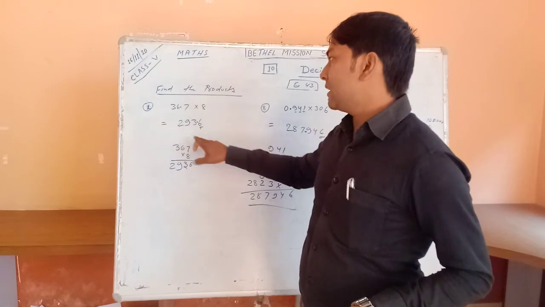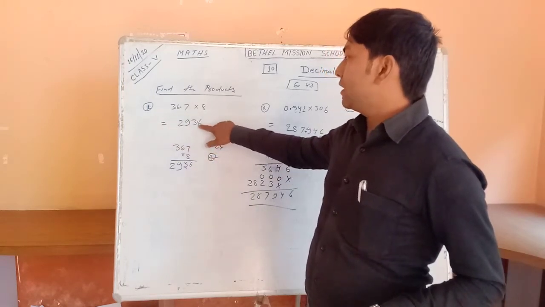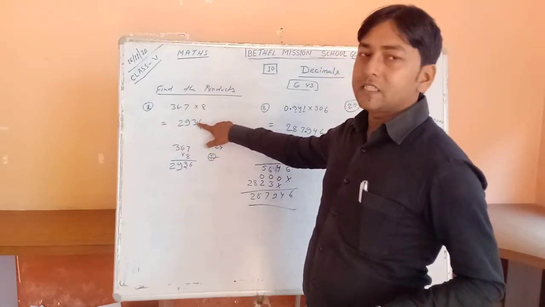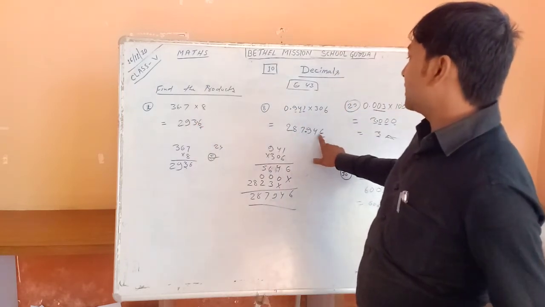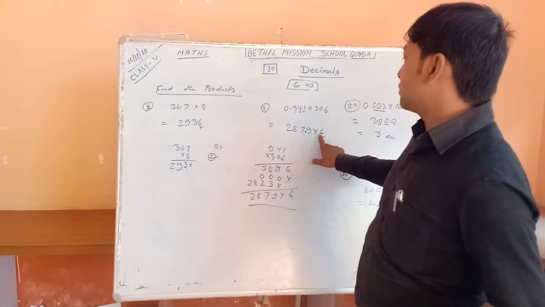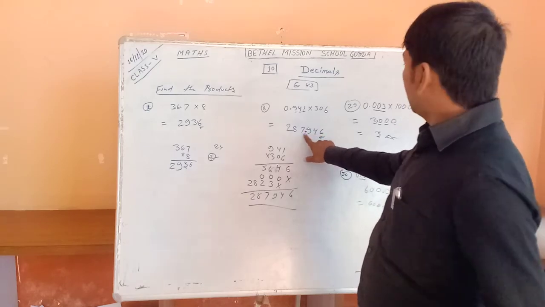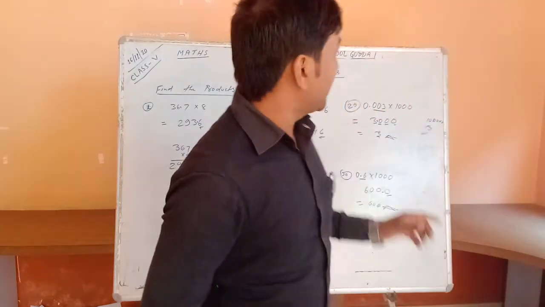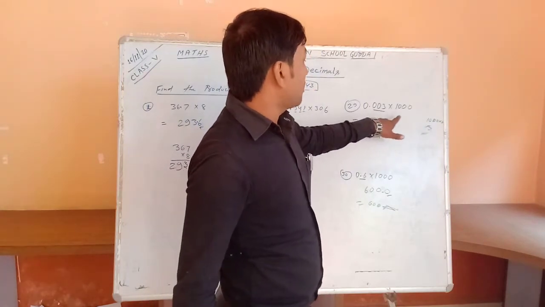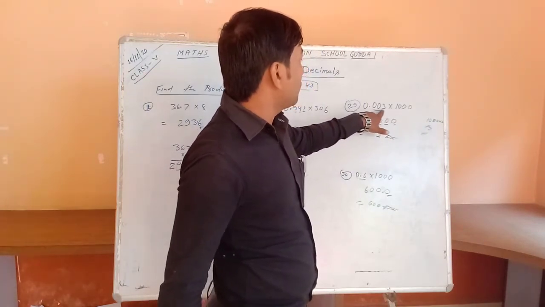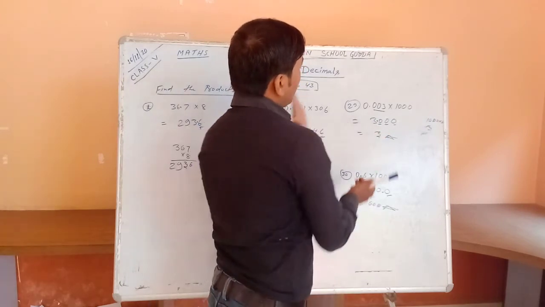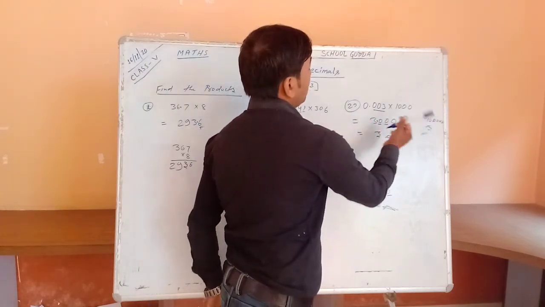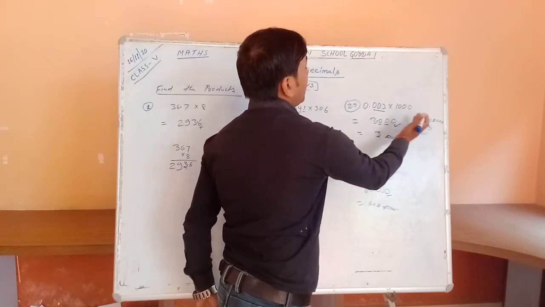1 decimal place. So we put decimal after 1 digit. Here 3 decimal places. So put decimal after 3 digits. 1 2 3. Here 3 digits. Okay. And same here 3 into 1000, 3000, and put decimal 1 2 3 places. Not from the left to the right. You have to count from the right to the left.